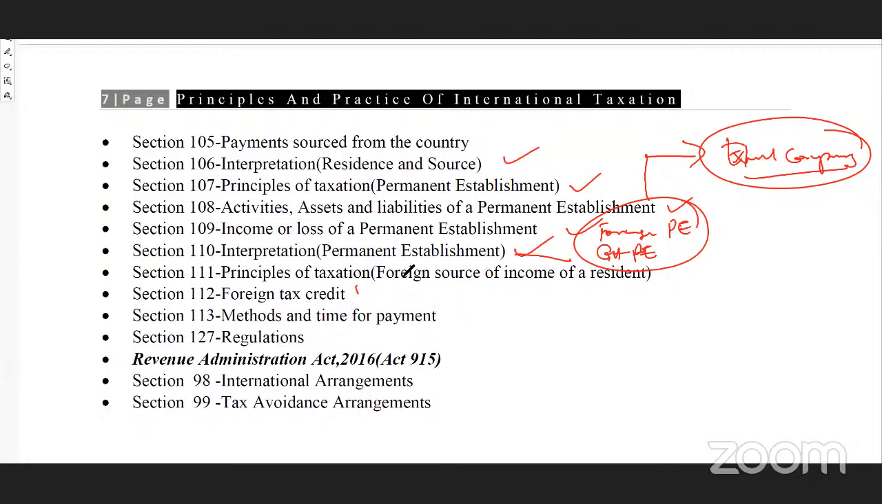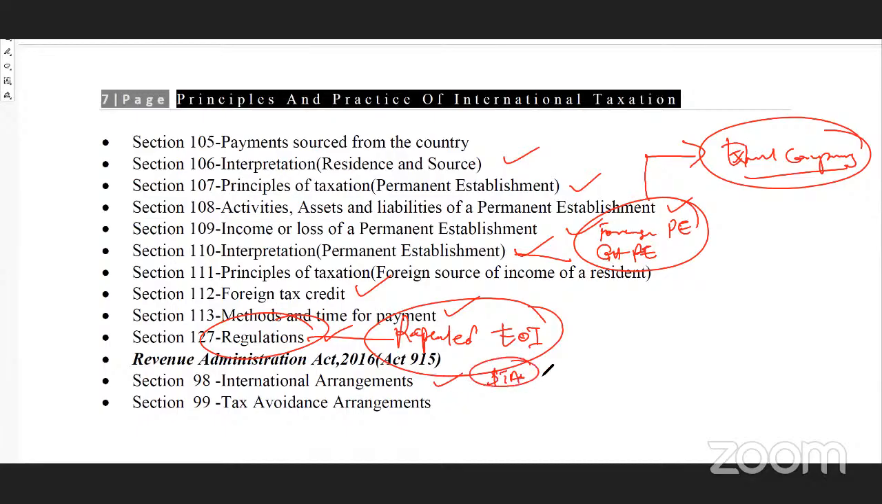Okay, section 112 talks about relief from foreign credit, methods and time of payment, and then the regulations. These regulations have been repealed, right? Section 127 has been repealed by the Exchange of Information Act. Okay, so we will get there. Then section 98, we talk about international arrangements, that is DTAs. They have been ratified by the Constitution, the 1992 Constitution, there are some rules.